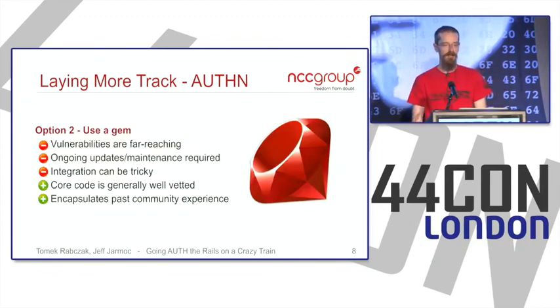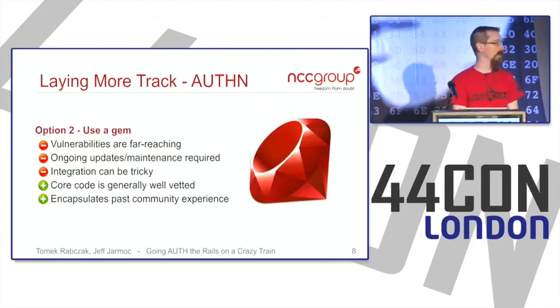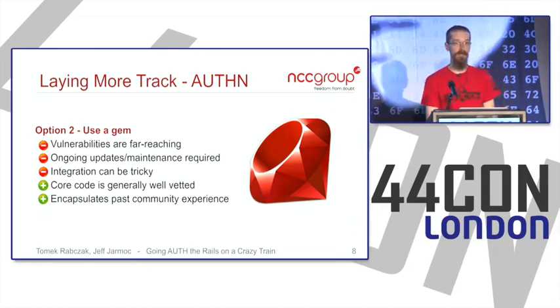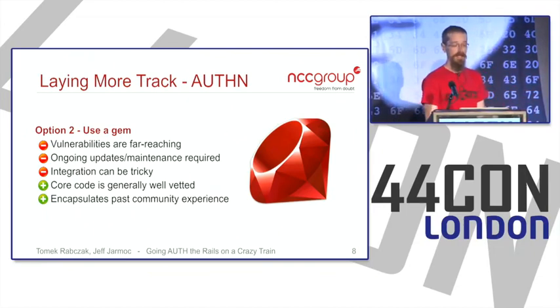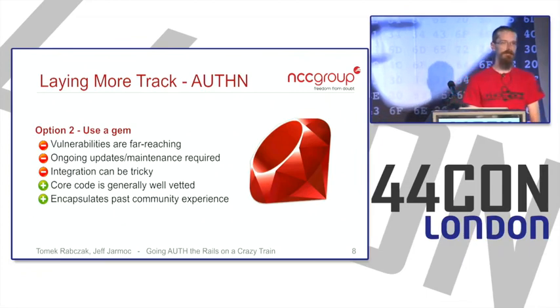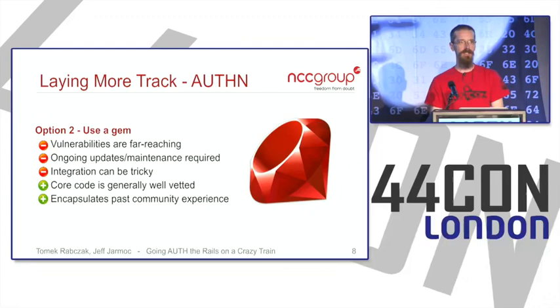The second option when it comes to authentication is to use a gem, an off-the-shelf open source library that implements an authentication system within your application. Again, there are some pros and cons. The first point is that vulnerabilities in gems tend to be pretty wide-reaching. If you have a popular gem and a vulnerability is discovered in it, it may be more attractive to attackers because it's going to affect a larger number of applications rather than just your own.